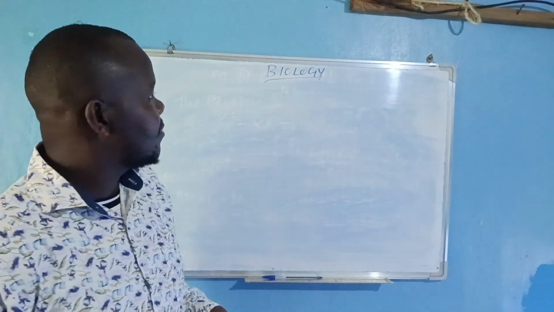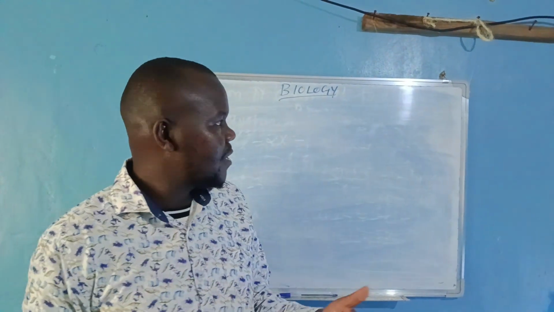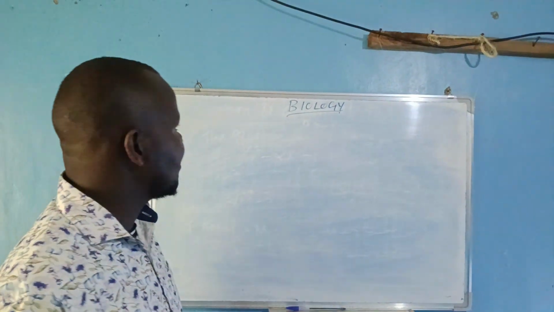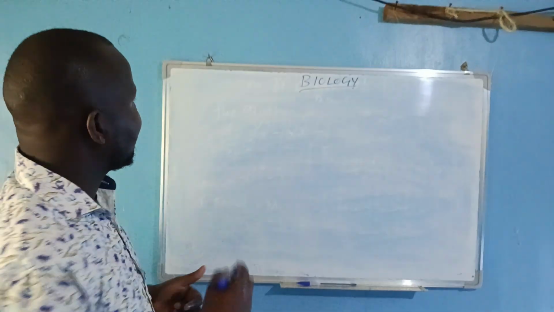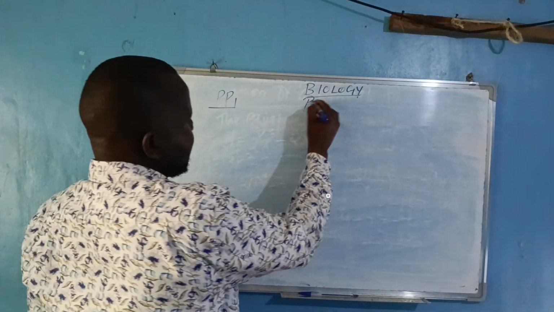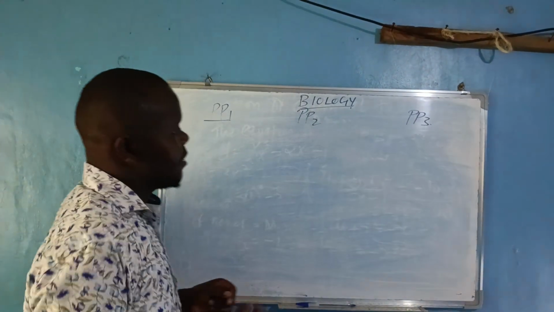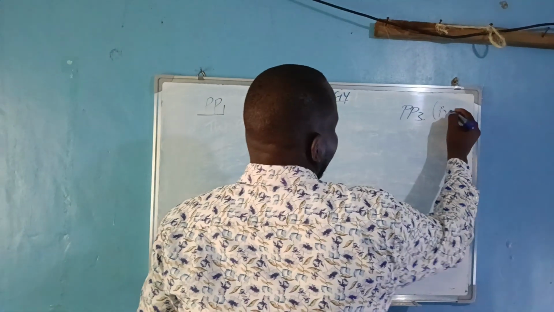Today, I want to guide the students, especially the Form 4s, during the holiday. Now they'll revise for their exams, especially the KCSE exams. Our biology paper entails three papers: paper 1, paper 2, and paper 3, of which paper 3 is a practical paper.